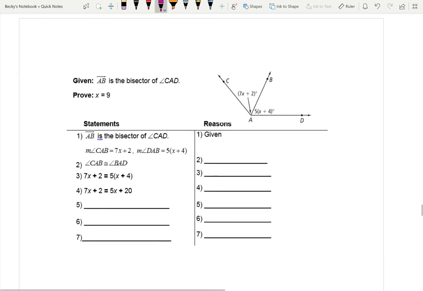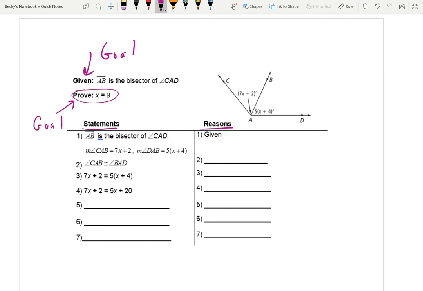Okay, now this looks scary. So let's attempt this. Now, this is a very formal looking proof. Notice the left side is called your statements and the right side is called your reasons. They're going to tell you what the goal is. So think of this as the goal. And down here, this is what we're going to prove. So this is your last goal.